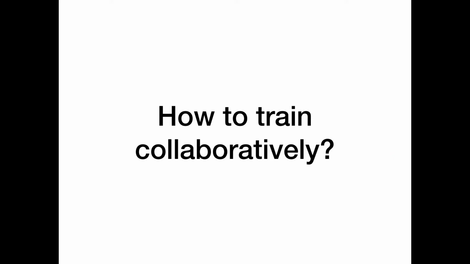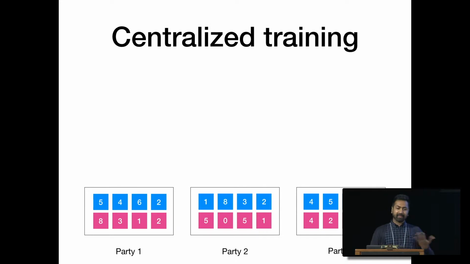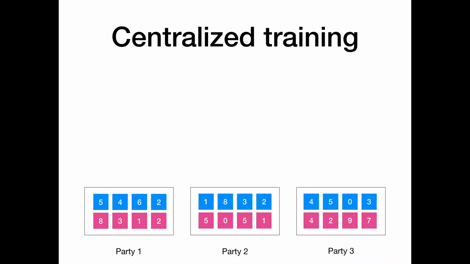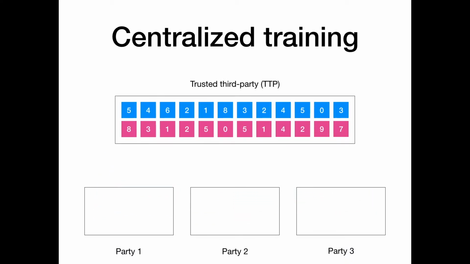So the question then is, how do we do this in a collaborative setting? How do we do this in a federated setting? So to do collaborative training, we have one of three options, like Raluca described in her talk. The first option is to use a centralized server. So in this case, we assume the existence of a trusted third party that is located somewhere, perhaps in the cloud. So what all the multiple parties can do then is send all their data to this centralized third-party server running in the cloud.